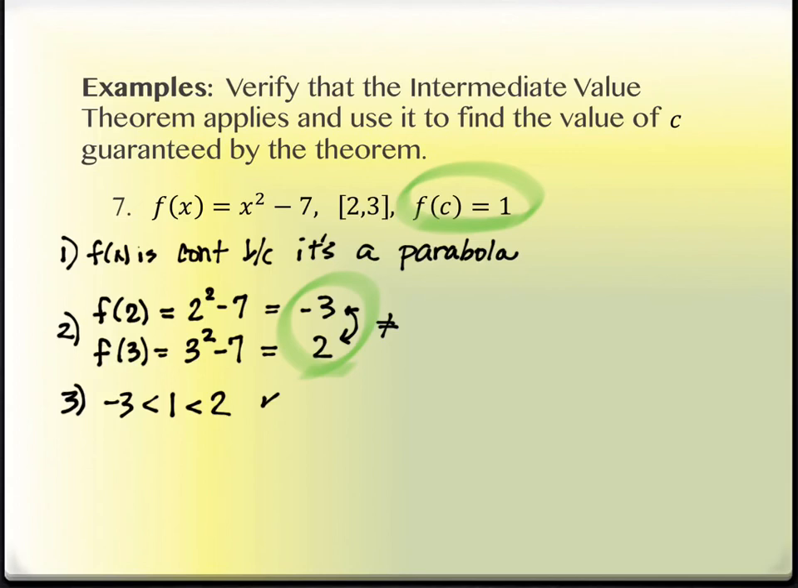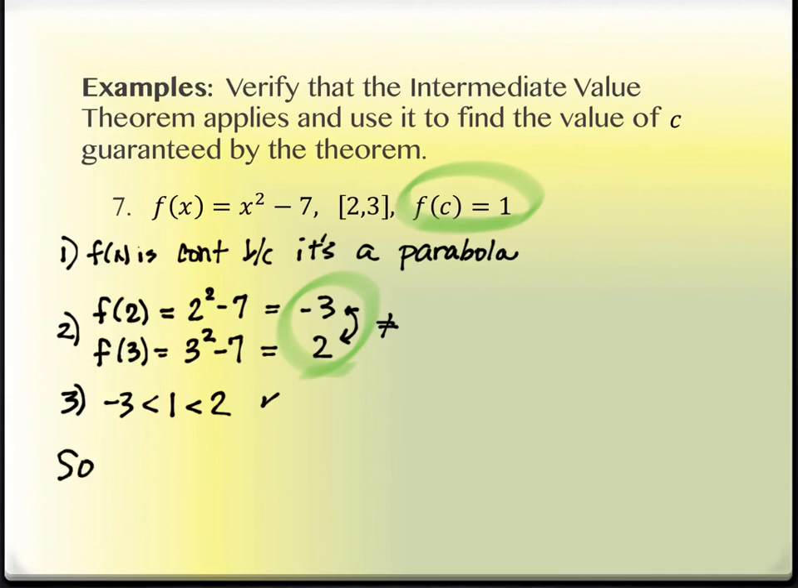So these are the 3 verification steps. So in your written homework, every single problem, there's only 2 problems, but you're going to verify all 3 of these things. The function's continuous, the endpoints don't match, and the k value that it gave us is between the endpoint y values, f of a and f of b. So once we've verified that, it says we can apply the theorem and we can find the value of c.